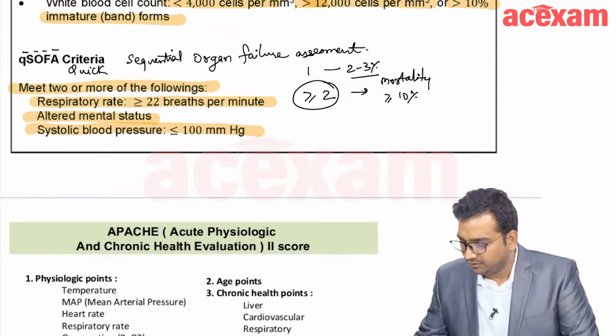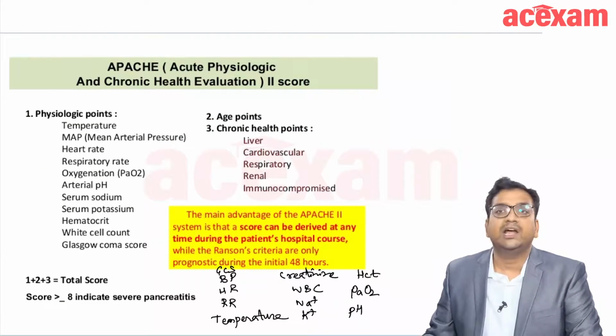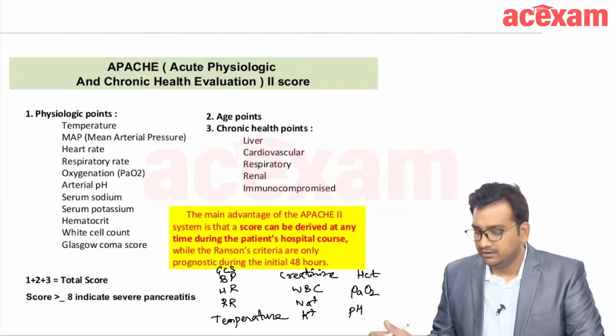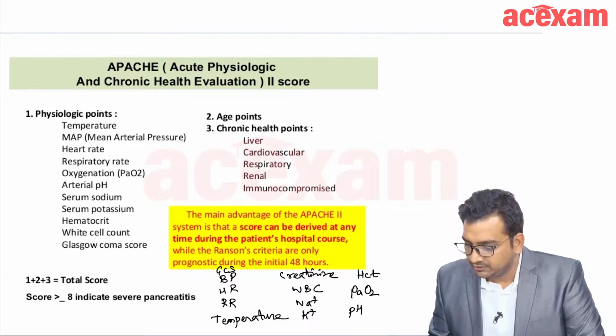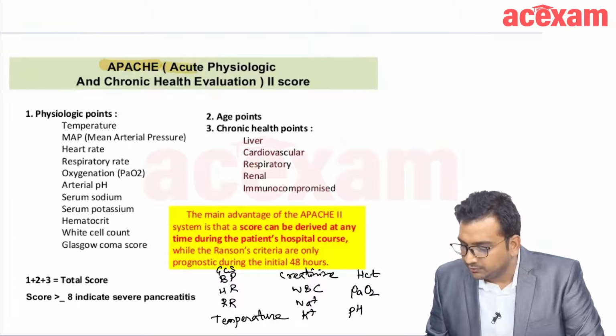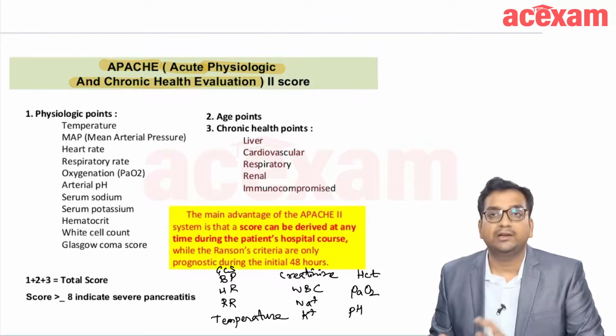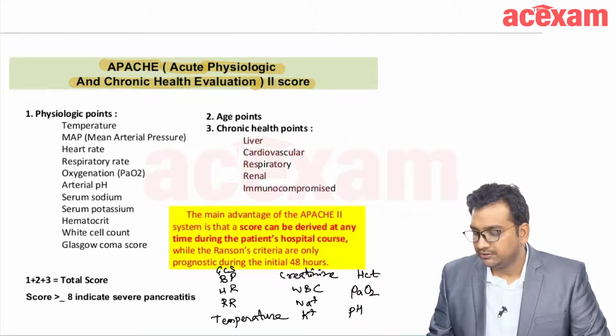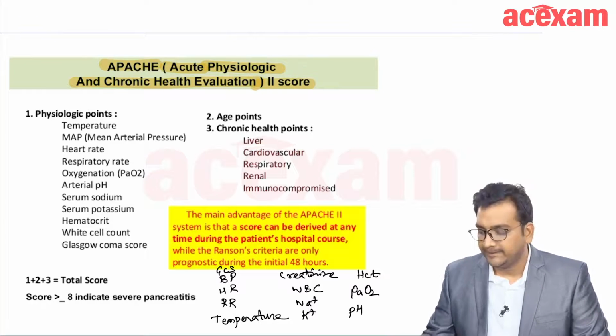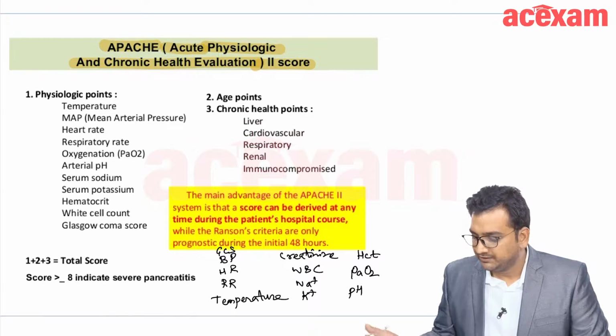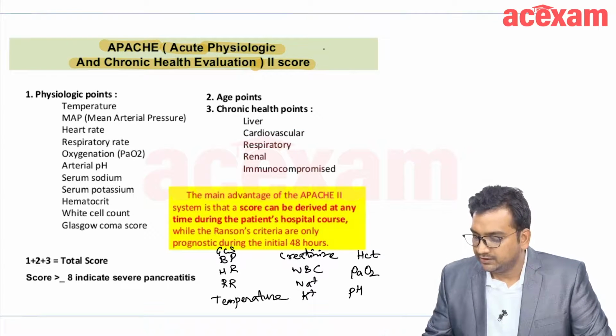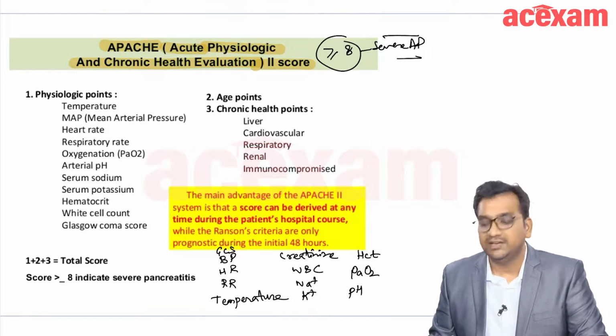Apache stands for acute physiology and chronic health evaluation. We are nowadays using the Apache 2 score. And Apache 2 greater than or equal to 8 indicates severe acute pancreatitis. This has been asked many times.